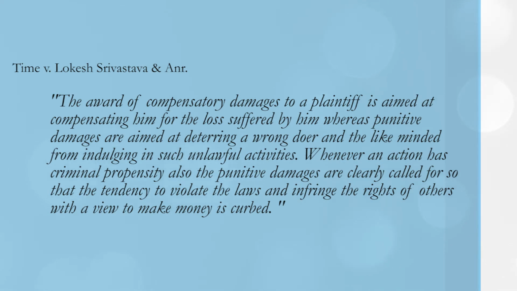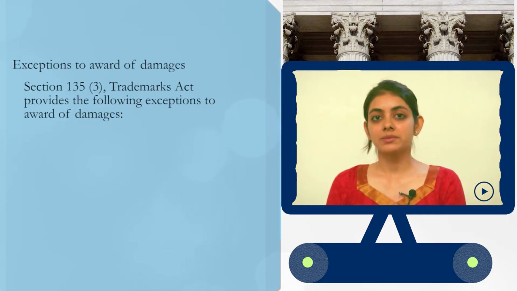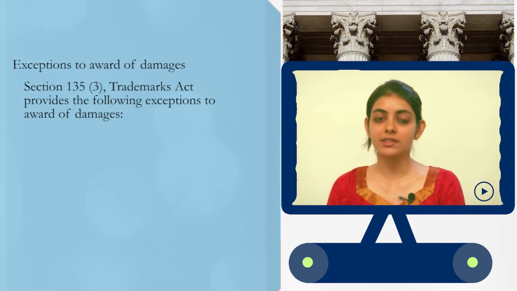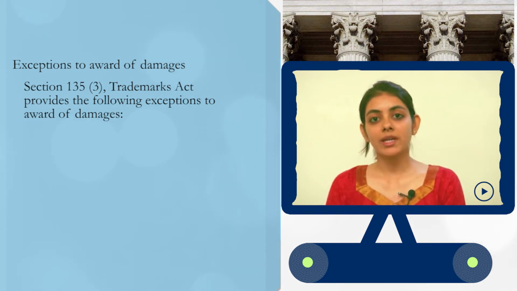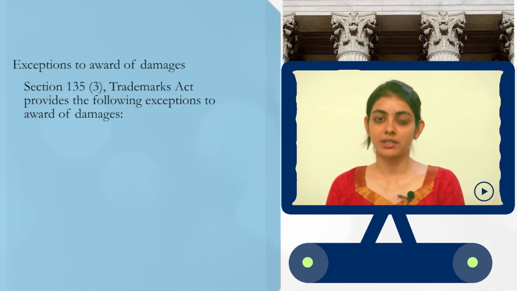to discourage. Now, under section 135 of the Trademarks Act, on the one hand, it does list out the reliefs that a party is entitled to, and on the other hand, it lists out certain exceptions to some of these reliefs. Section 135 clause 3 of the Trademarks Act provides exceptions to damages. It lists a few cases where damages may not be awarded to the right holder, even where the right holder is able to prove that the defendant has violated its trademark rights.